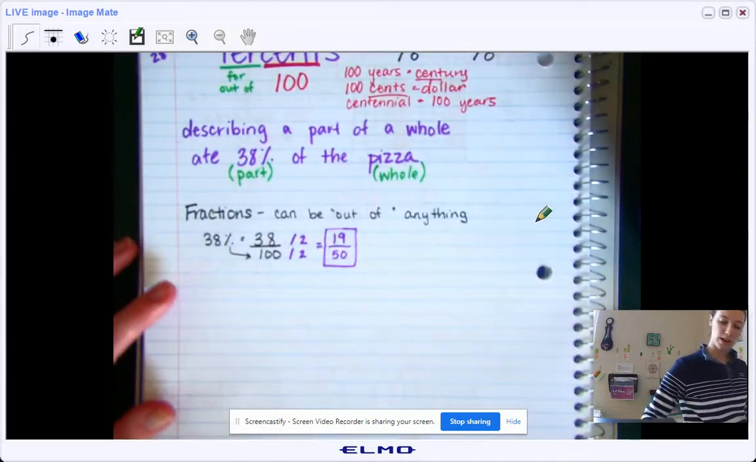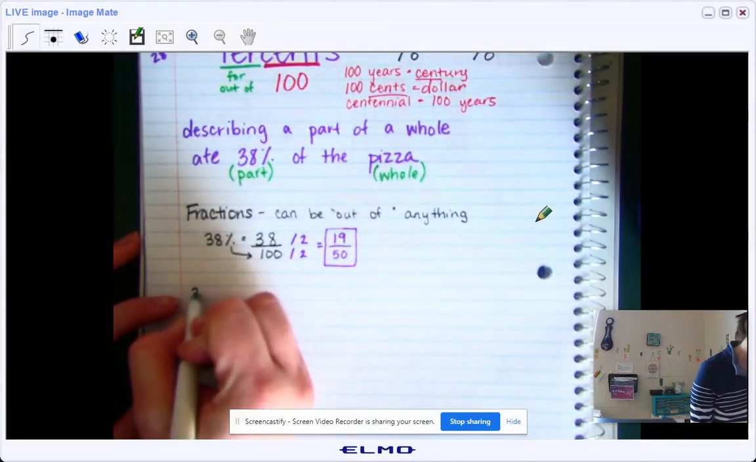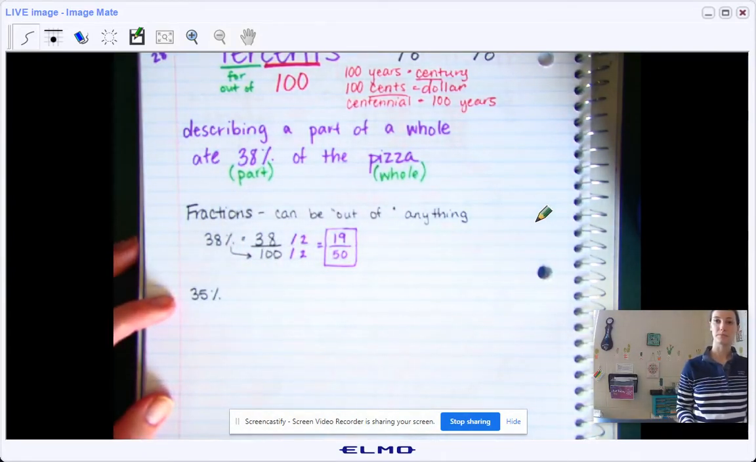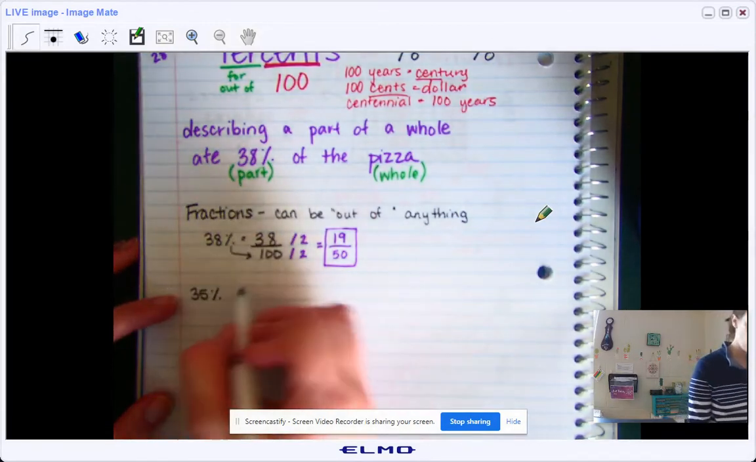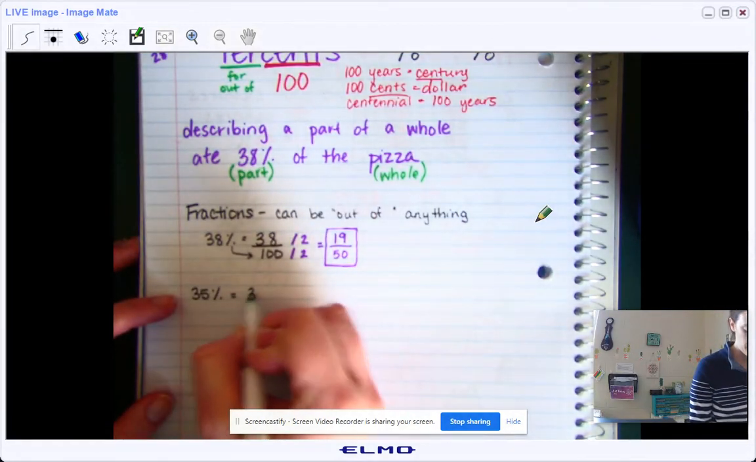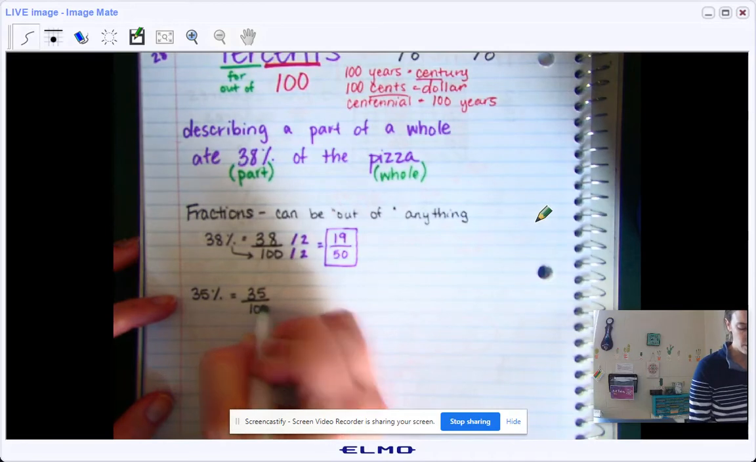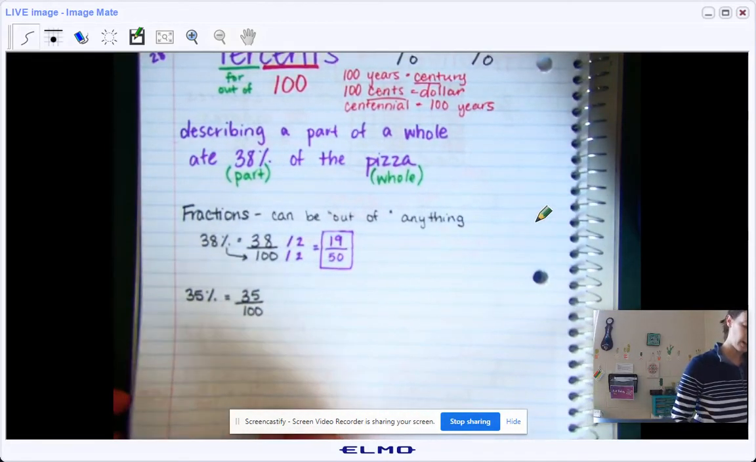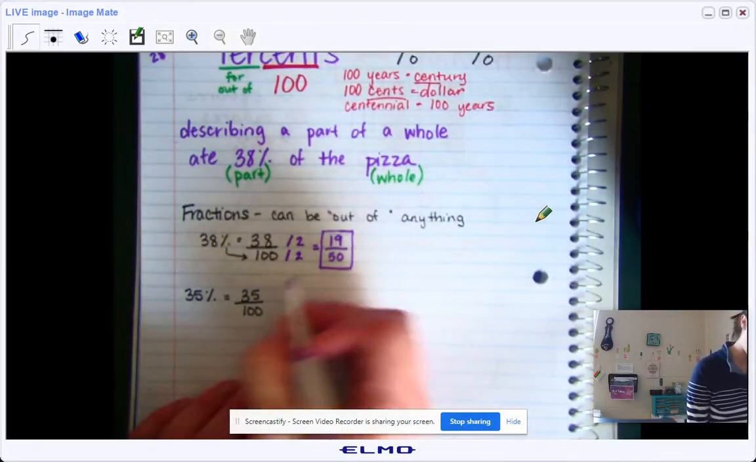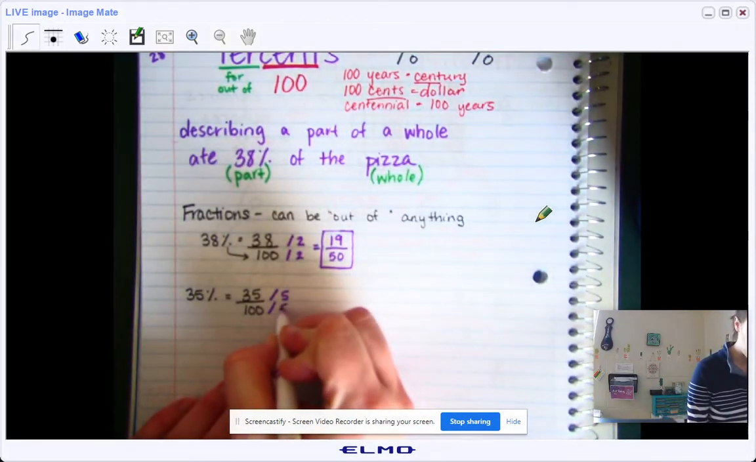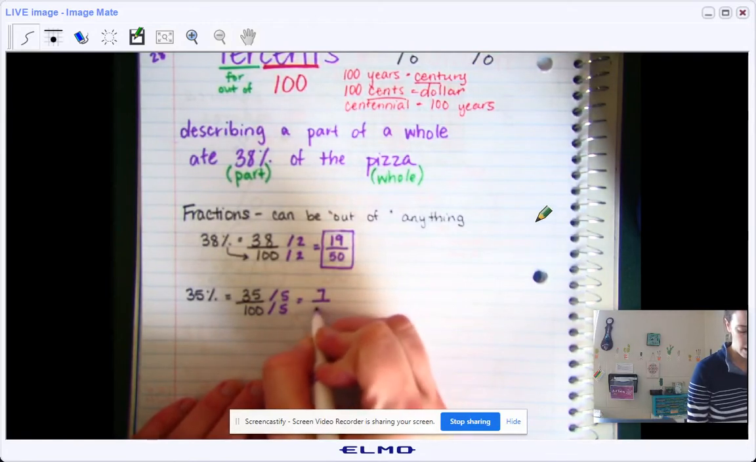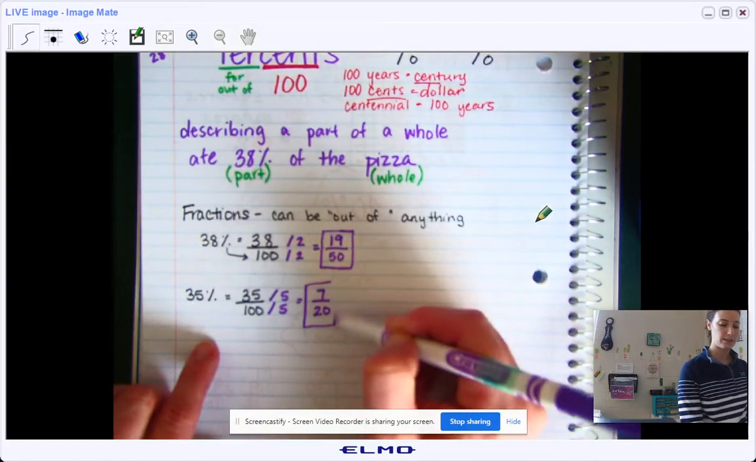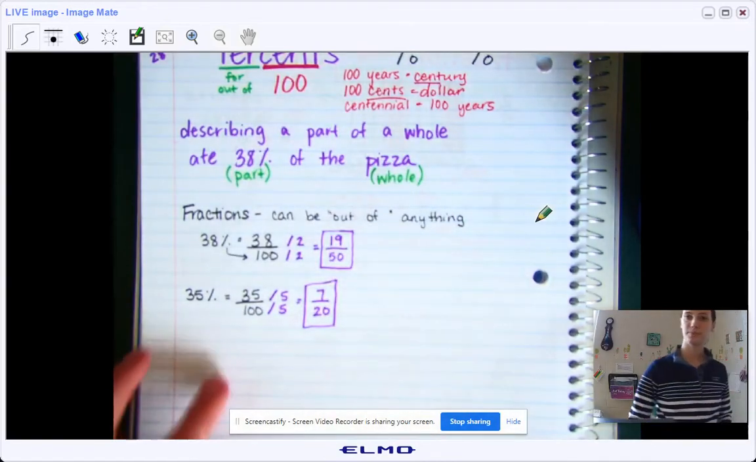How about you try one? 35%. Okay, so 35% is equal to 35 out of 100. If I divide out the greatest common factor, which is just 5, I get 7 out of 20. That can't be simplified anymore, so 35% is the same as 7/20ths.